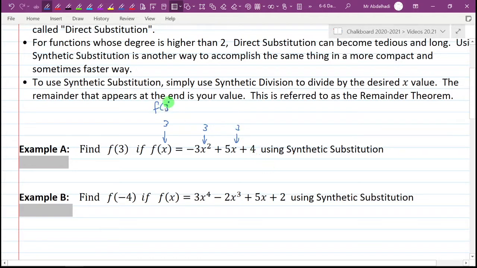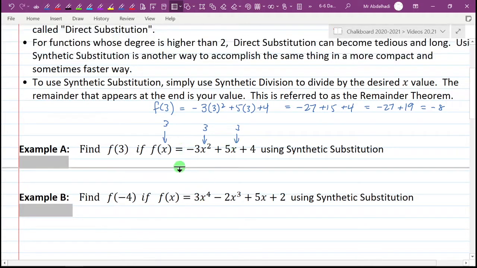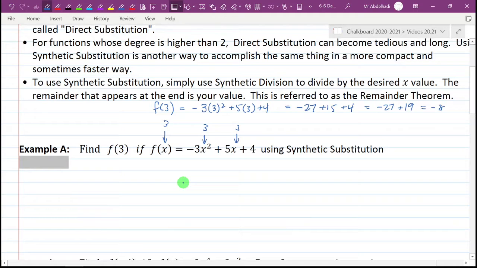So f of 3 is equal to negative 3 times 3 squared plus 5 times 3 plus 4, which is 9 times negative 3, negative 27 plus 15 plus 4, negative 27 plus 19, and you get negative 8. So this is the way you know how to do this. We're going to learn a way to do it a little bit differently using synthetic division. Synthetic division can actually let you plug something into a function in a kind of weird way. And this is called the remainder theorem.